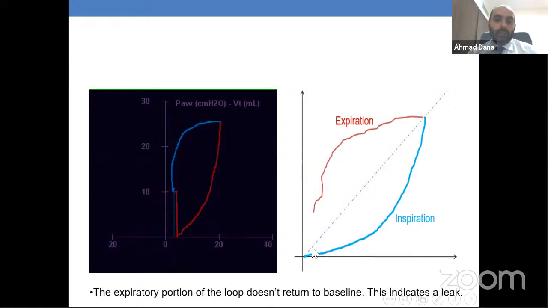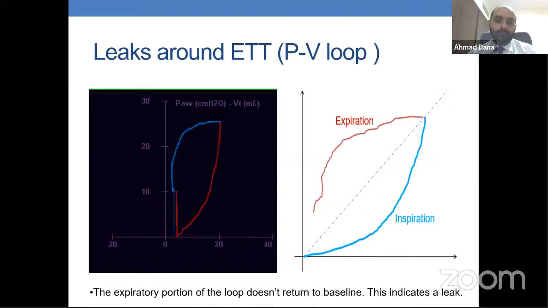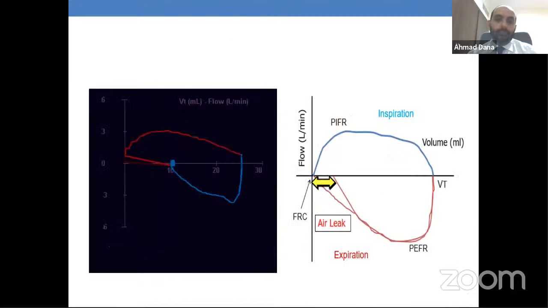Again, the same. It starts at PEEP, comes up and comes down. So this drop here means that there is a leak. Again, the same: it reaches the line here before reaching zero. It should reach zero. So if there is a gap like that, this means that there is a leak.